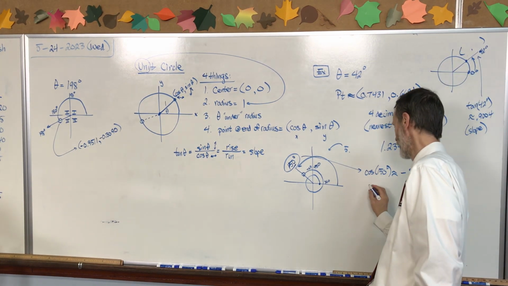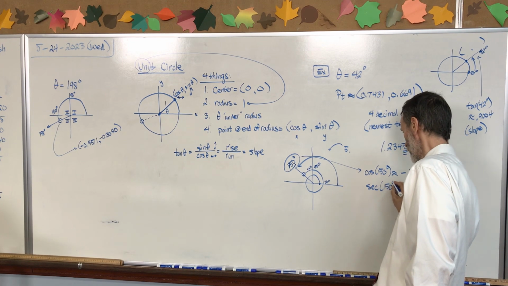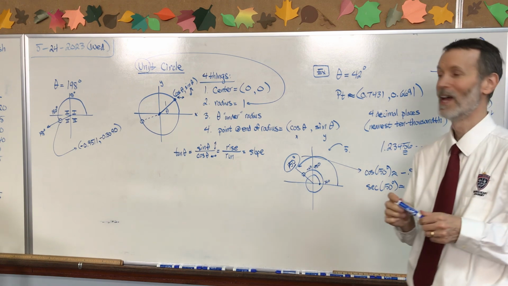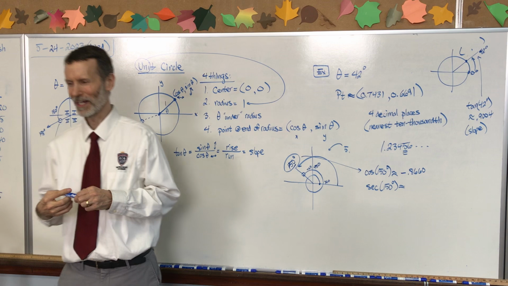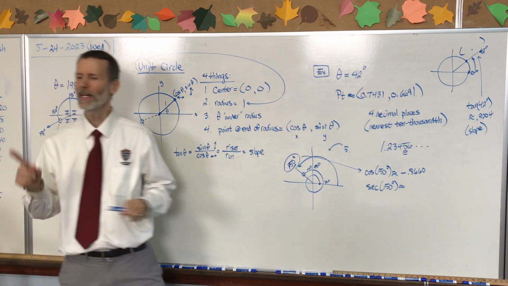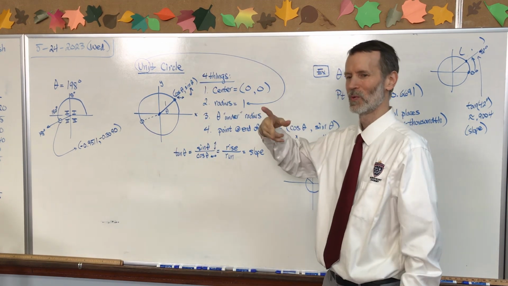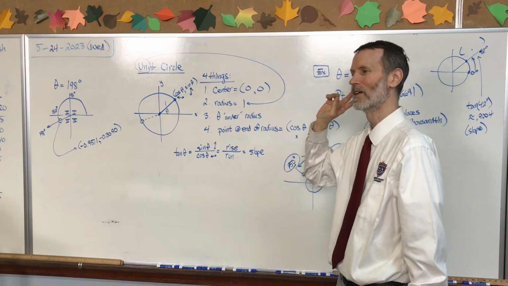What if I ask you for this? But there's no secant button. Where's the secant key? There is none. Where's the cosecant key? None. Where's the cotangent key? There isn't one. What is secant? It's cosine to the negative 1. Reciprocal. Reciprocal of cosine. 1 over cosine?